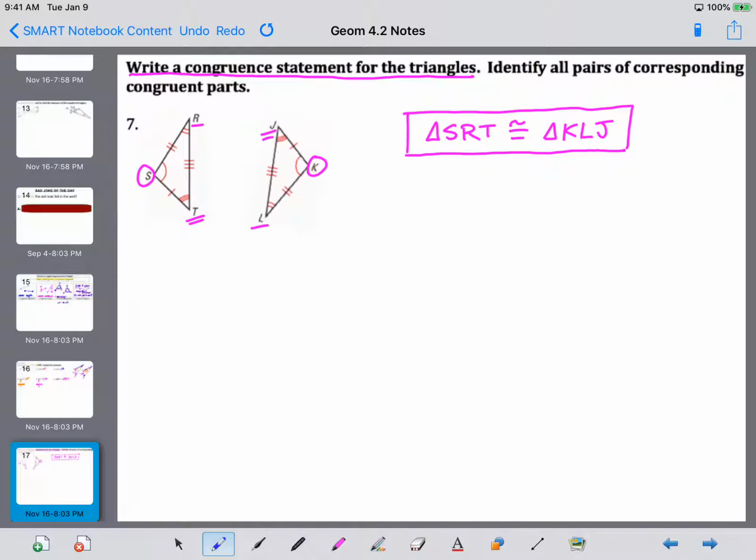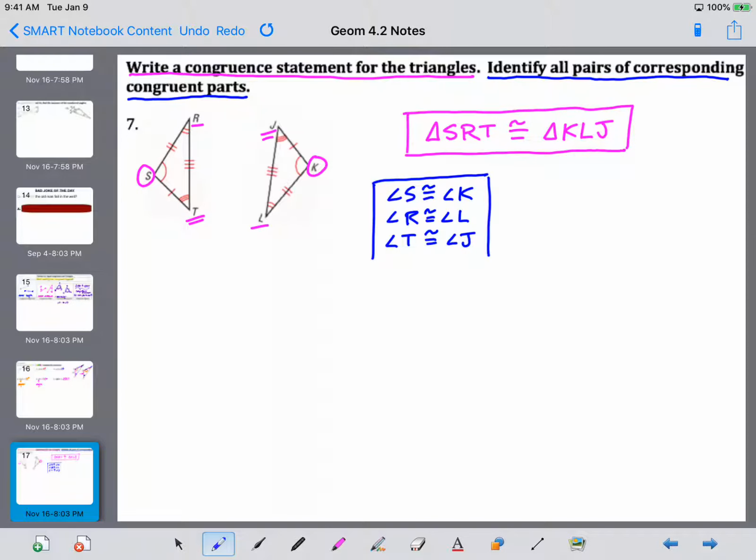Okay, so now let's do the second part. Identify all parts of corresponding congruent parts. So we've got 3 corresponding angles and 3 corresponding sides. Let's do the angles first. So angle S is congruent to angle K. That's our first one. Angle R is congruent to angle L. And angle T is congruent to angle J. So that would be one congruent statement with all of our parts.